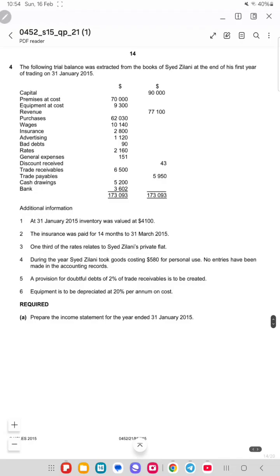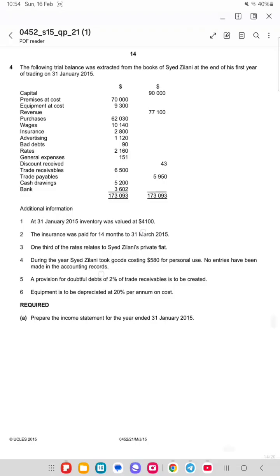In this question, we are going to do an income statement for a trading business. See the question. The following trial balance was extracted from the books of Said at the year end of his first year of trading, 31st January 2015. A trial balance is given here.